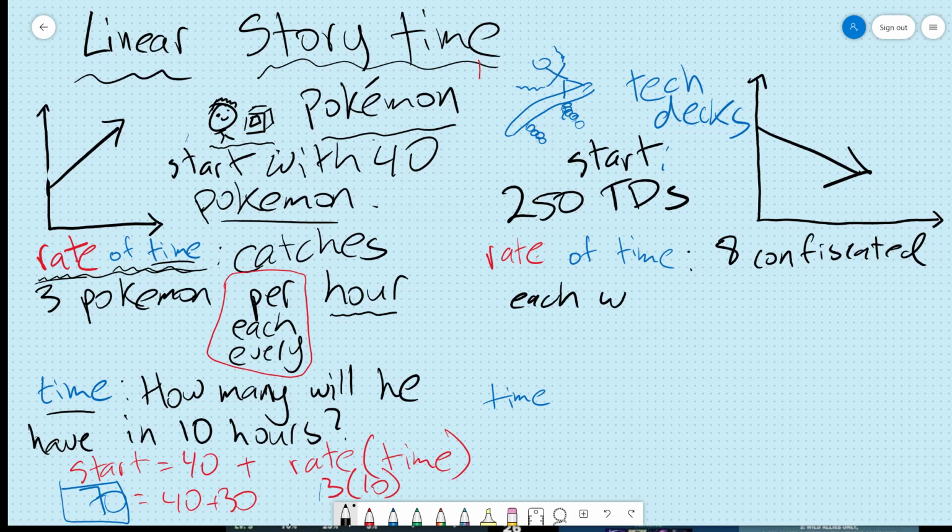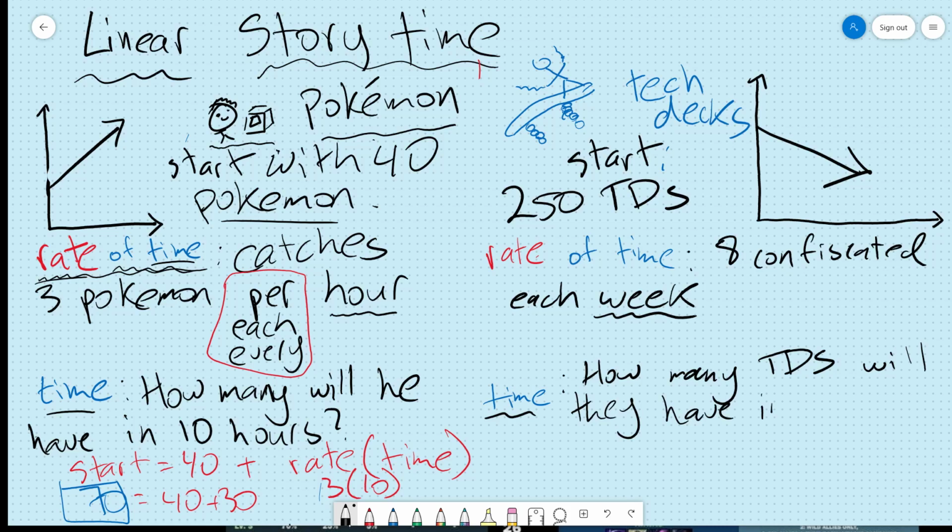Each week. So remember now, since week is my time frame, when I do my time question, it has to be in weeks. So we're going to say, how many tech decks will the students have in 6 weeks? So what are we going to do? We're going to take our starting amount. And honestly, I would pause it and try to solve it on your own first. But either way, we're going to take our starting amount, 250.